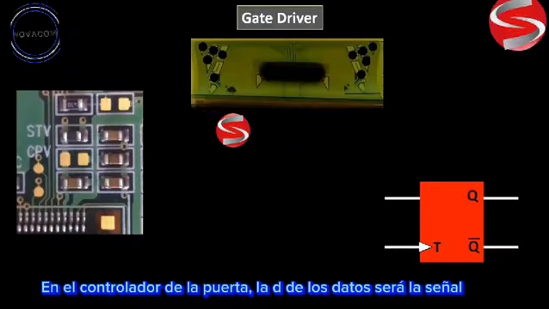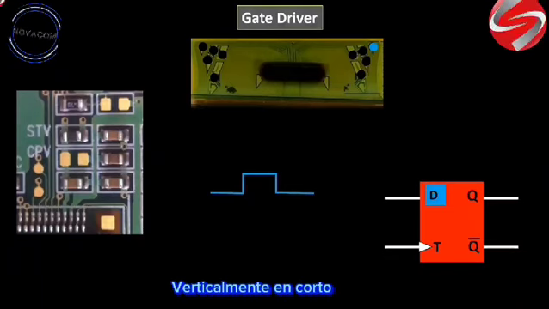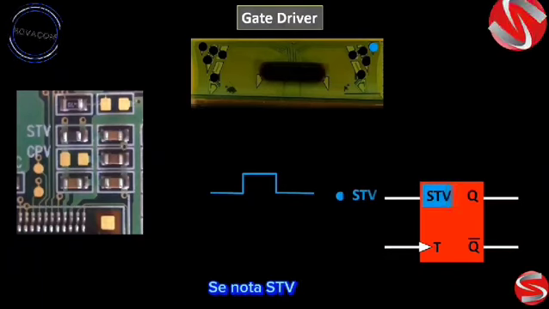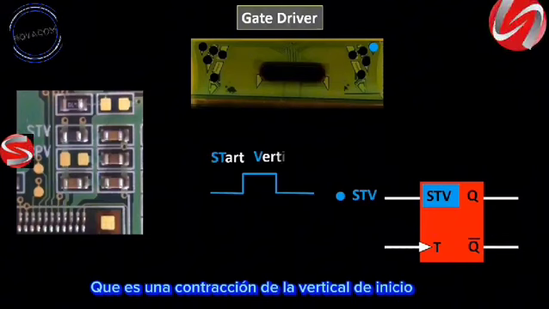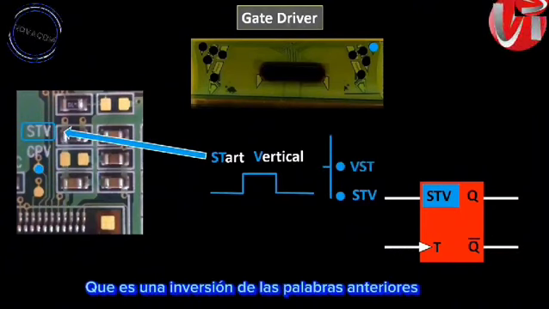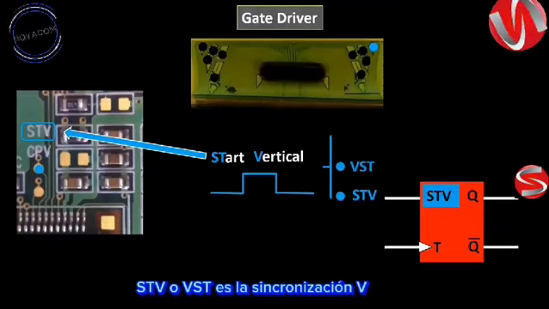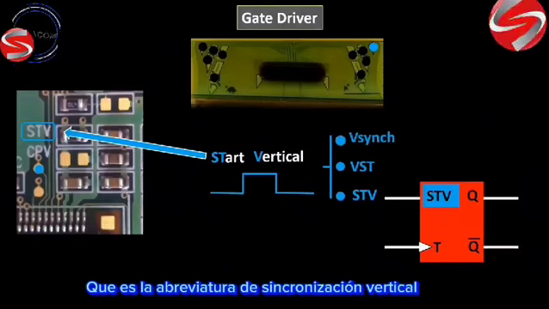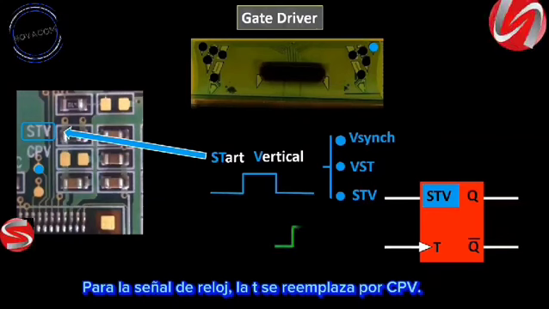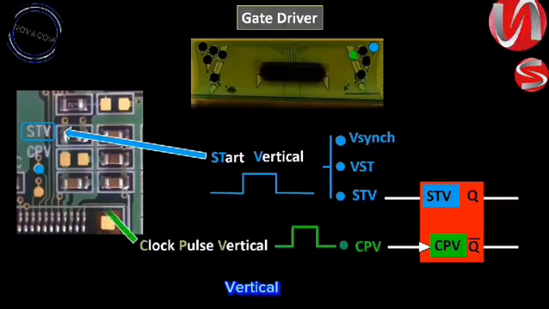In the gate driver, the D of the data will be the signal that allows the scanning of the lines to begin vertically. In short, it is noted STV, which is a contraction of start vertical. It can be found under the abbreviation VST, which is an inversion of the previous words, which gives vertical start. STV or VST is the V-sync, which is abbreviation of vertical synchronization. For the clock signal, the T is replaced by CPV, which is a contraction of the words clock pulse vertical.